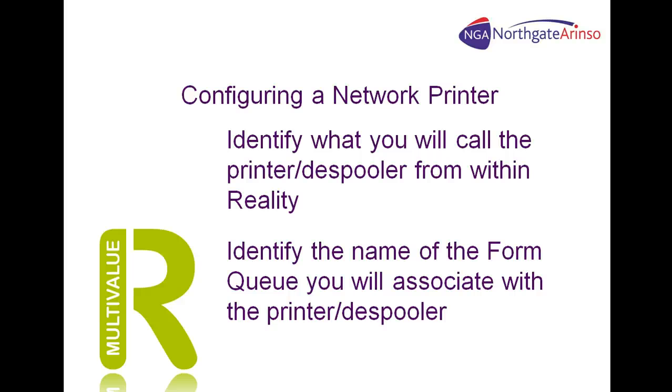You then also need to identify the name of the form queue that you're going to associate with that printer and send jobs into that form queue to be printed on that despooler. Typically I would recommend that you keep the despooler name and the form queue name exactly the same. It makes the administration really easy to deal with. So let's now take a look at how we configure a network printer for Reality.